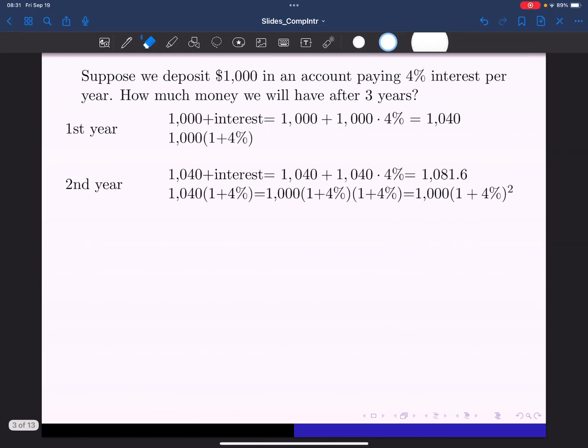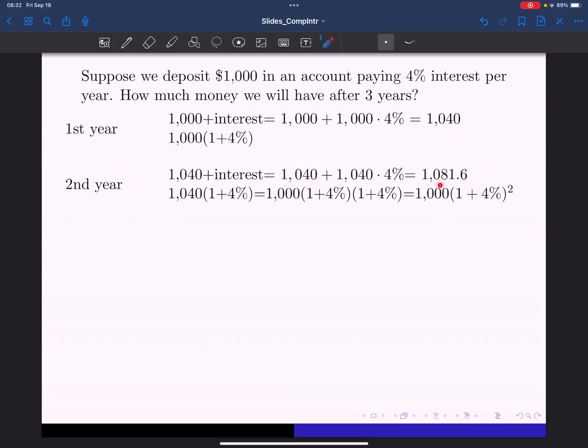Now, in the second year, we will have interest paid on the balance. So we have $1,040 plus interest. But now the interest is not calculated from the 1,000, but from my beginning balance. So we will have 1,040 plus 1,040 times the interest. If we multiply 4% in decimal, 0.04, times 1,040 and add the original amount, we should get this number.